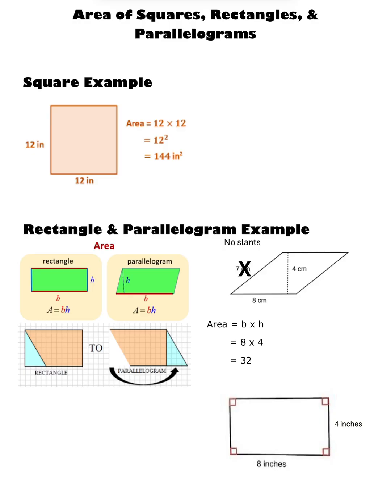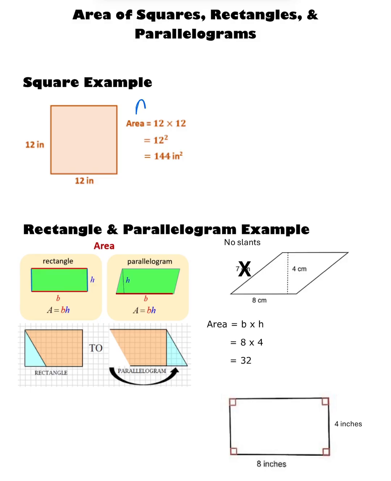All right, so this first slide is your refresher on area of squares, rectangles, and parallelograms. So remember, a square has 4 equal sides. So this is your square example here. Again, 4 equal sides. So that means that this side is going to match this side. They're going to be equal. 12 equals 12. And so the formula for a square is the same as the formula for a rectangle or a parallelogram. And that's just going to be base times height.